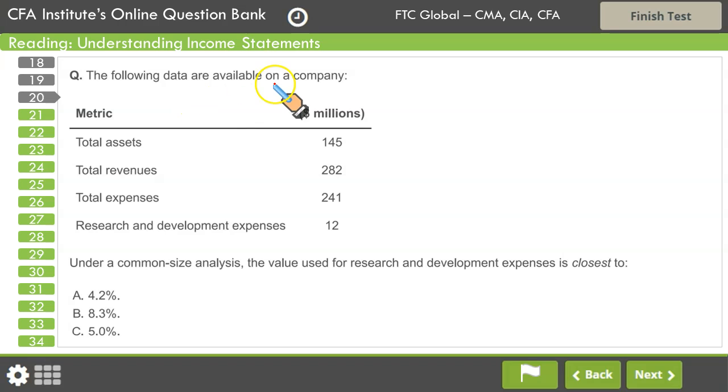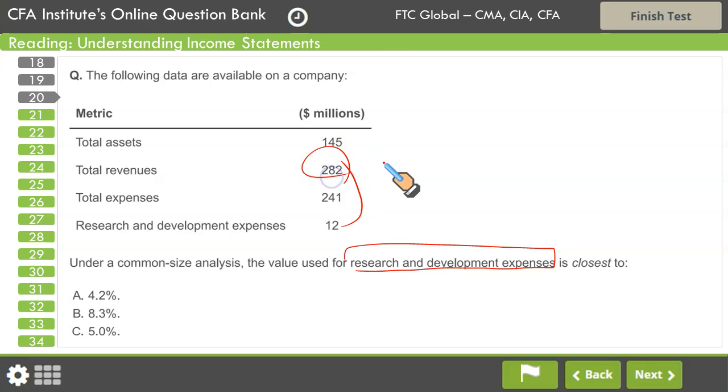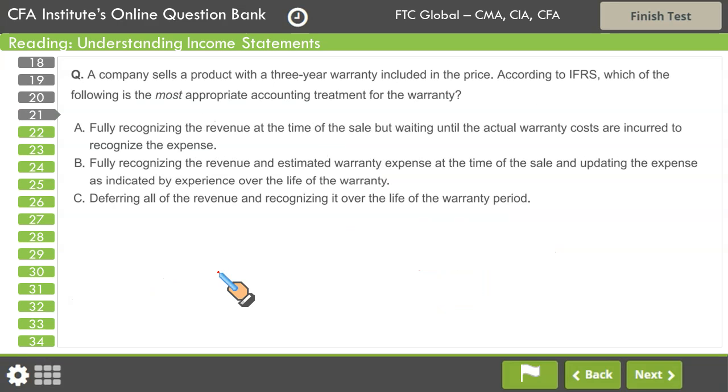The following data are available on a company. What are we required to do? Under a common size analysis, the value used for research and development expenses, expressed as a percentage of sales, is... a very straightforward question at this level. It's what percentage of total revenue? 12 upon 282 times 100. It's about 4.255%, which is given here as A. Next.